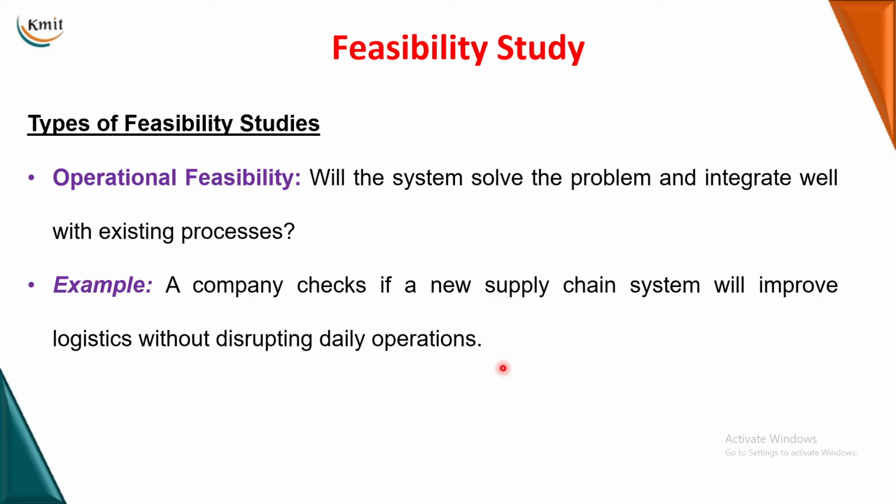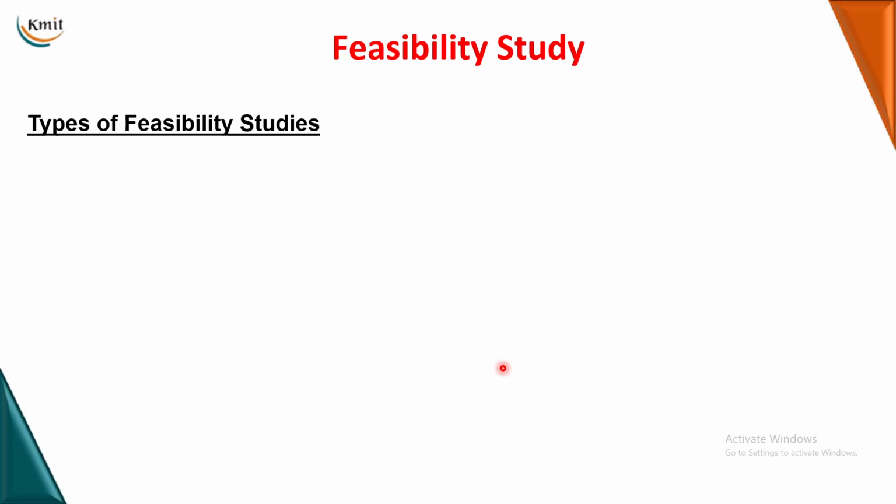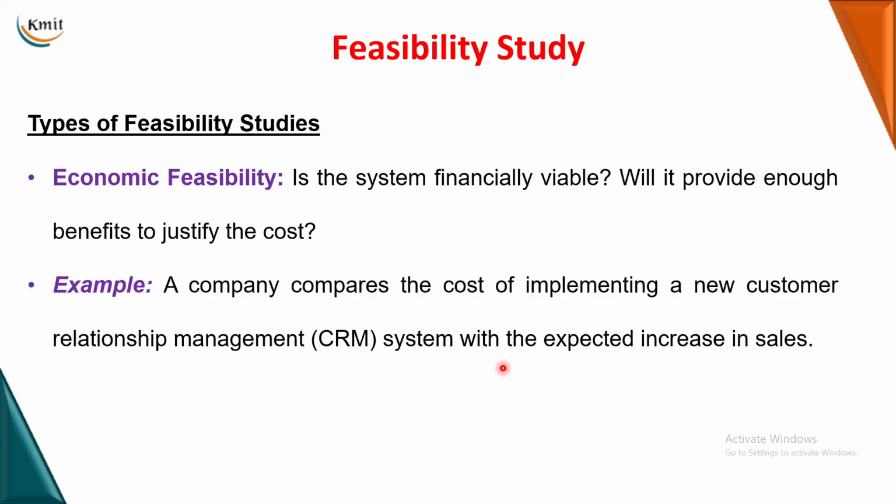The second one is operational feasibility. Here you will be talking about the existing process that is going on. When I build this particular product, will it be able to properly integrate with the existing system or not? So that is called operational feasibility. The next one is economic feasibility. Whatever the budget or financial matter is, will the particular product that I am developing justify that cost? That is called economic feasibility.